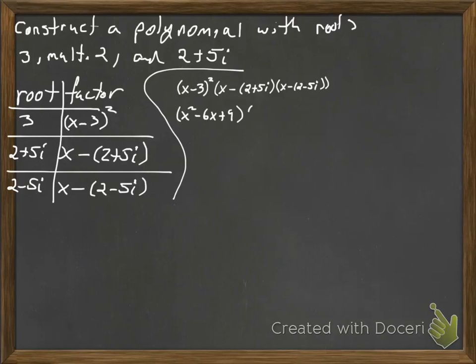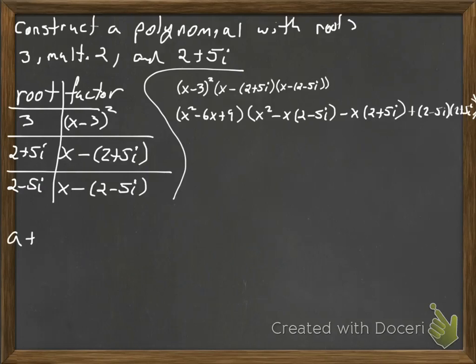Alright, and then we're going to go ahead and FOIL the other. X times x is x squared. X times minus 2 minus 5i is that piece right there. And then minus 2 plus 5i times x, that's that piece right there. And then we'll have negative 2 plus 5i times negative 2 minus 5i, so the negatives cancel. We have, I guess the order doesn't matter, 2 minus 5i and 2 plus 5i.